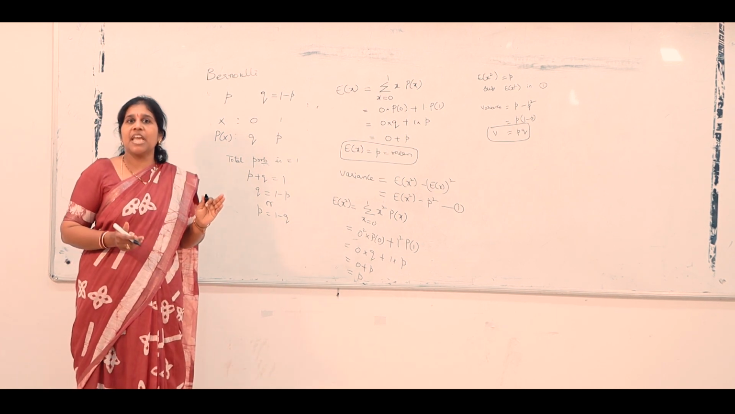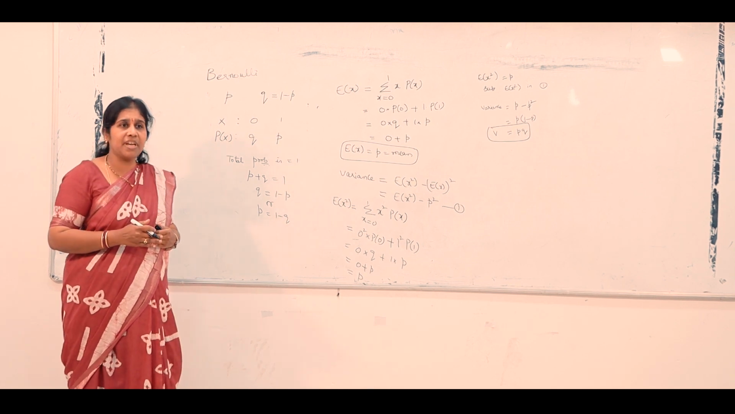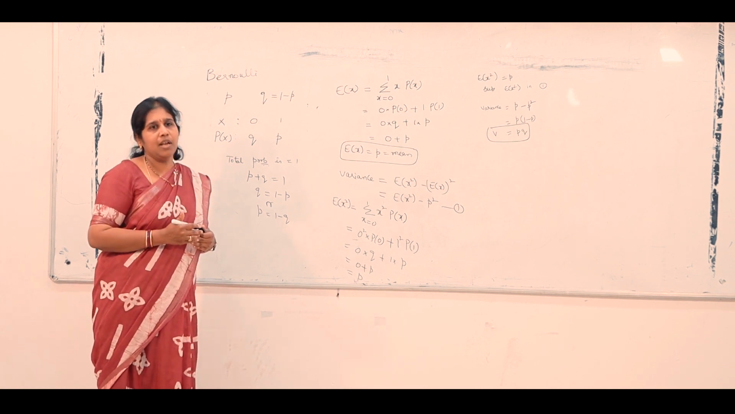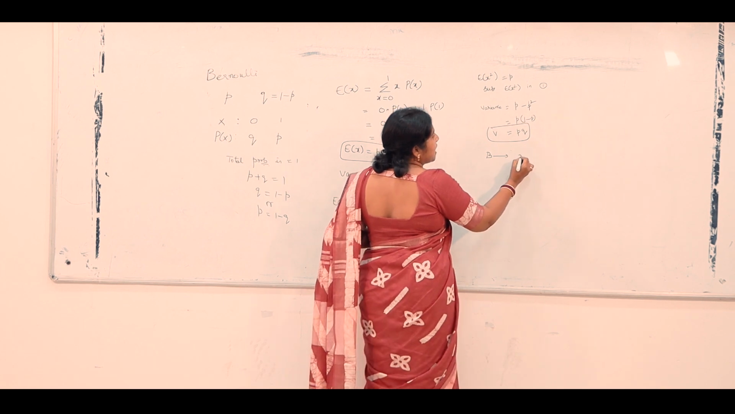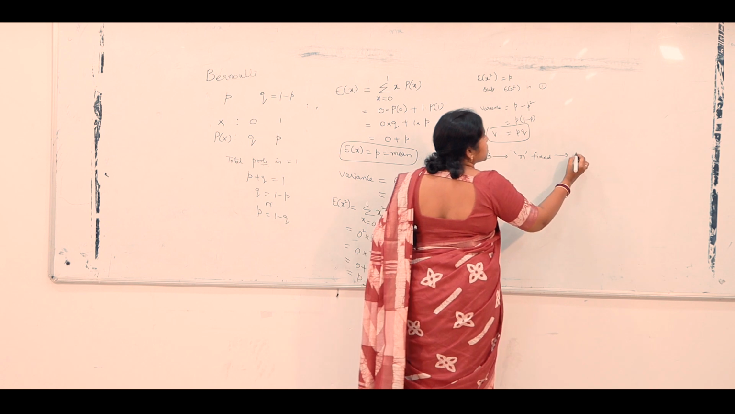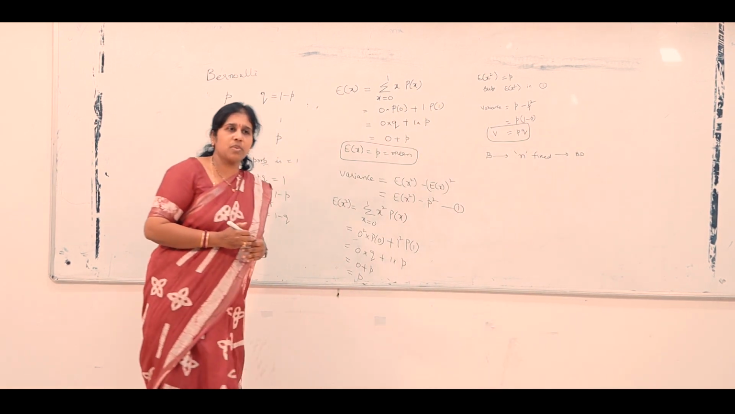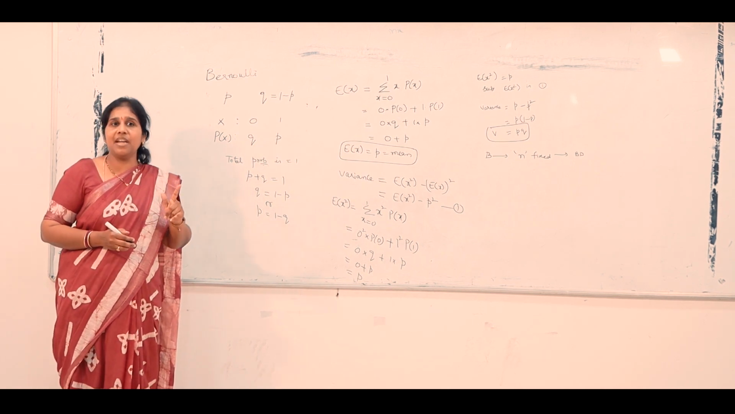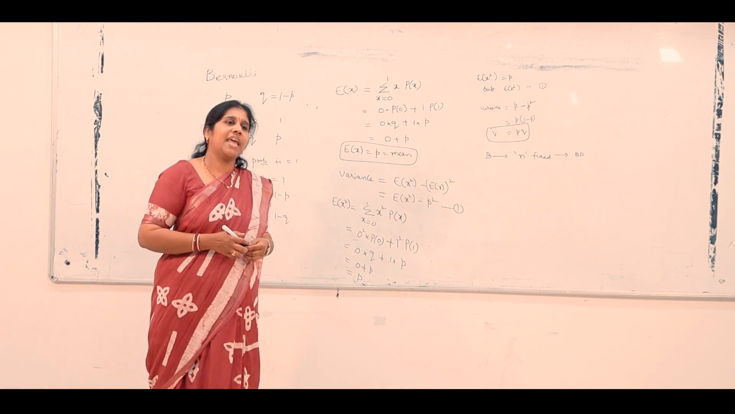Bernoulli experiment, if you repeat it for n times, it gives rise to binomial distribution. So a Bernoulli experiment which is repeated a fixed number of n times gives rise to binomial distribution. Binomial distribution is similar to Bernoulli, but you repeat it n times, where n is nothing but the number of times you do an experiment.